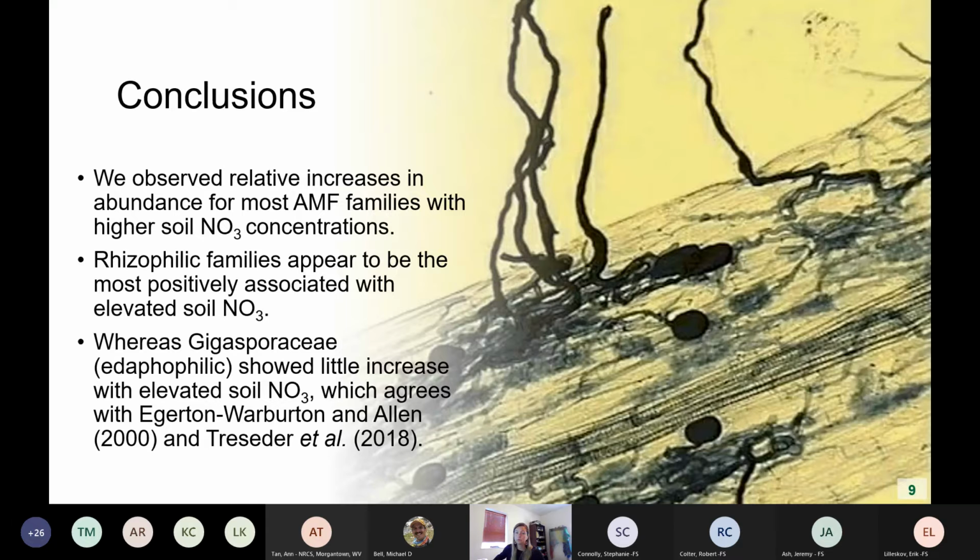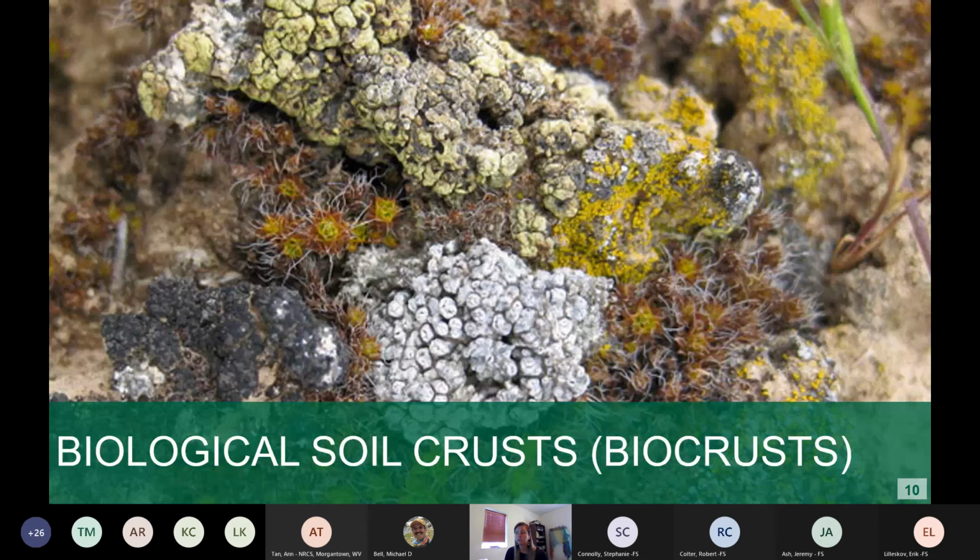So now I'm going to shift gears a little bit and talk about more of my current work, which is focused on biological soil crusts on the Colorado Plateau. So biological soil crusts, or biocrusts for anyone who isn't familiar, are a consortium of organisms that live on the soil surface. Here in this photo, you can see mosses and lichens pictured, and they can all grow together. There are different types. They provide a lot of really important functions in our drylands worldwide.